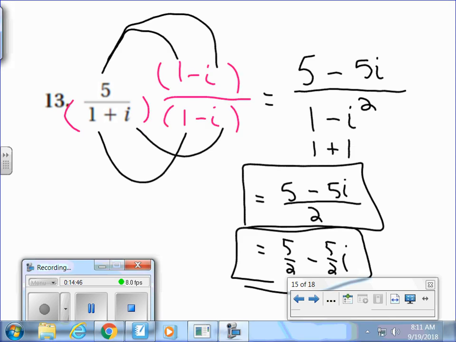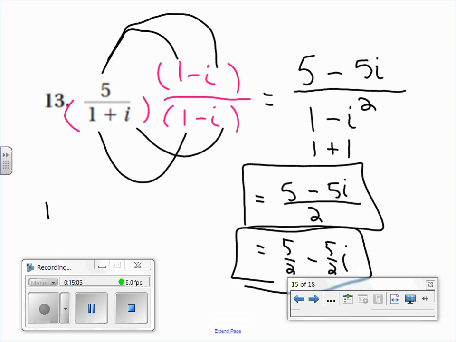Hello, video people. I did this while we were on pause, but 5 times 1 was 5. 5 times negative i was negative 5i. Now, the bottom got tricky. It was 1 times 1, which was 1, and a positive i and a negative i, which is negative i squared, but we had to really do some thinking there. We had 1 minus i squared. If you replace that i squared with the negative 1, you actually have 1 minus negative 1. Be careful. 1 minus negative 1 is 1 plus 1, so that denominator ended up being 2.